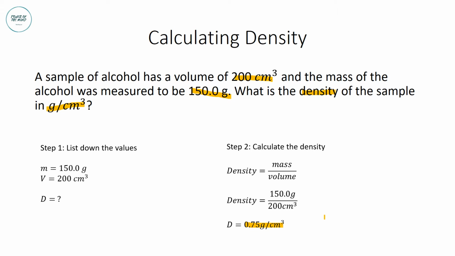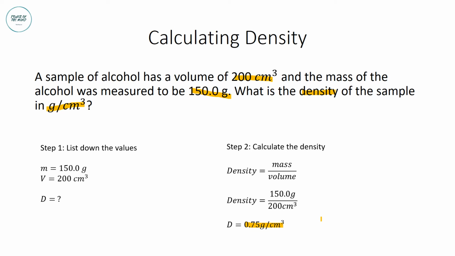In this case, you do not need to change any of the units because it's already in the form of the unit that you want to answer. So you don't really need to change anything here. It's just a straightforward process, and you got your answer 0.75 gram per centimeter cube.